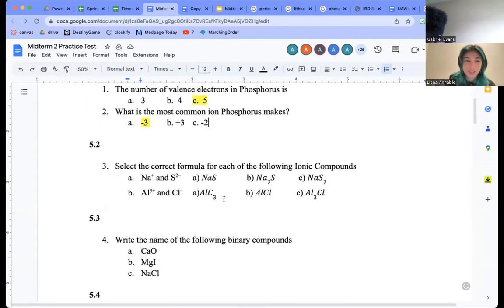Alrighty, let's go on to 5.2. Select the correct formula for each of the following compounds. So for A, you're going to combine sodium with a +1 charge and sulfur with a 2- charge. How would you put those two together to form a compound? A lot of people said B. Okay, those of you who said B, would you care to explain why?